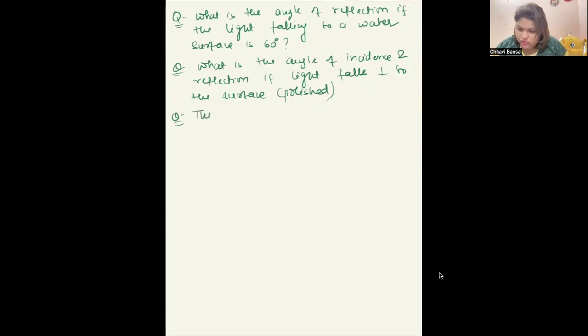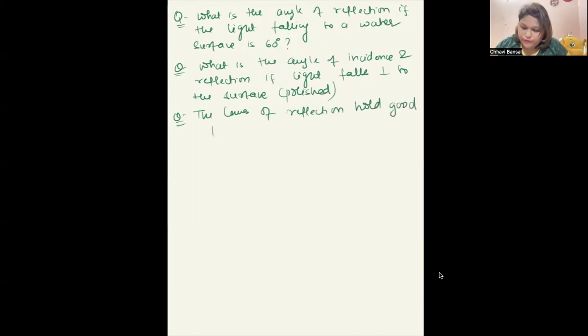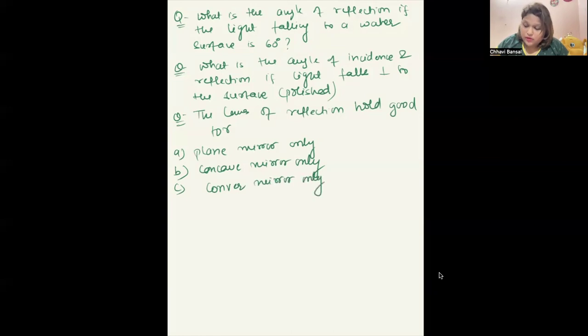Okay. The laws of reflection hold good for A, a plane mirror only, B, concave mirror only, C, convex mirror only, and D, all mirrors irrespective of the shape. Okay, next question.